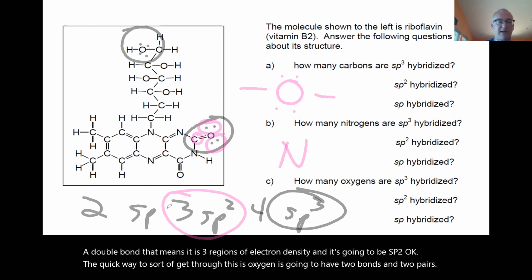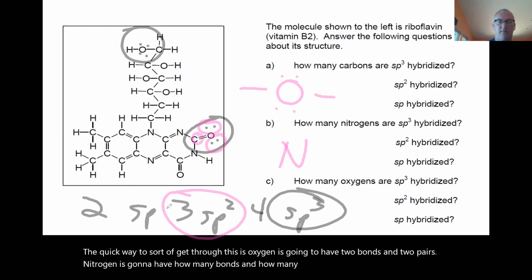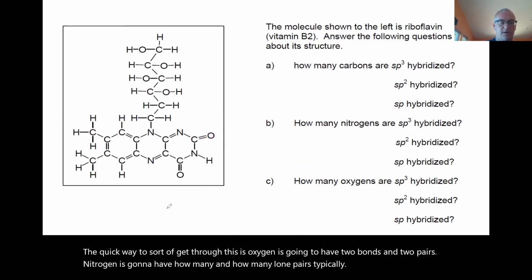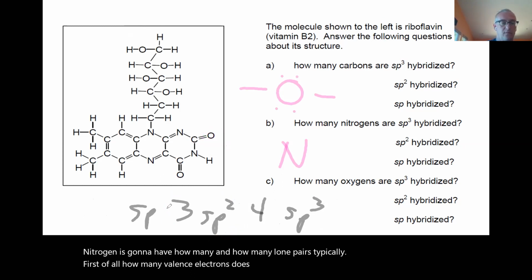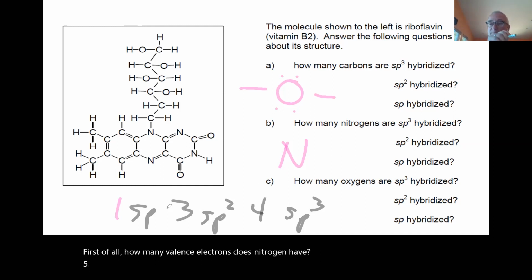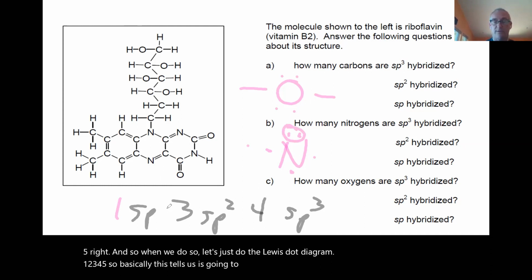Nitrogen is going to have how many bonds and how many lone pairs typically? First of all, how many valence electrons does nitrogen have? 6 or 5, sorry. 5, right. And so let's just do the Lewis dot diagram. 1, 2, 3, 4, 5. So basically this tells us it's going to have a lone pair and 1, 2, 3 bonds.